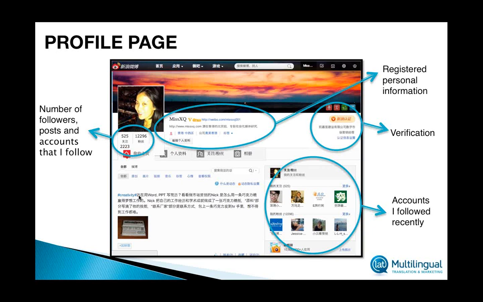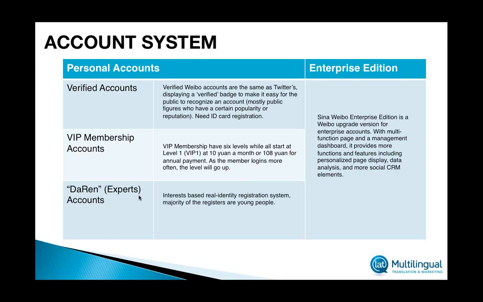As I mentioned before, there are two different kinds of accounts on Sina Weibo: personal accounts and Enterprise Edition. Under personal accounts, there are verified accounts, VIP membership accounts, and Darren expert accounts. You register based on your interest, your influence offline, or whether you want to pay money. For the VIP membership account, you need to pay a certain amount of money to get special features from Sina. Setting up this account is actually related to Sina's collaboration with the Chinese government, because if you want an account, you have to register your real name, your company, and your address, so it's easy to control and easy to manage. Every account on Sina is real-name registered, so it's relatively easier for brands to know who they are, where they're located, and what their work is.